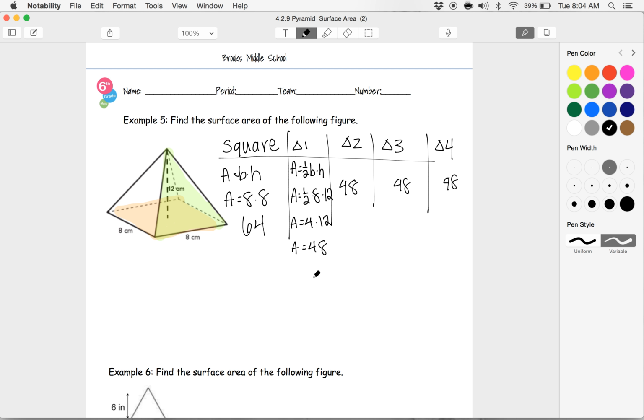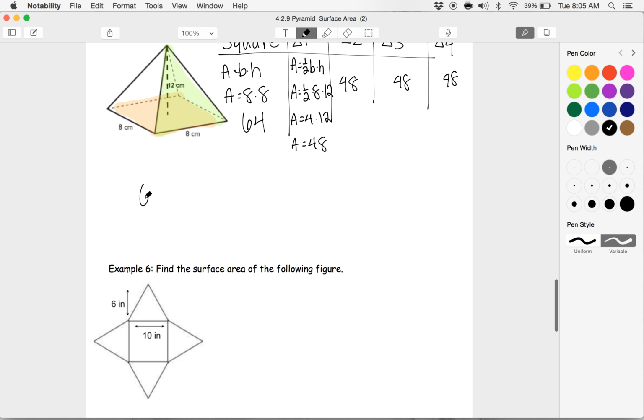Now I'm going to go through to find my surface area. I'm going to add them all up. 64 plus 48 plus 48 plus 48 plus 48. All right, guys, take out your calculator. Let's see what we get. 64 plus 48 plus 48 plus 48 plus 48 is 256 centimeters. And again, it's area. So area means squared.